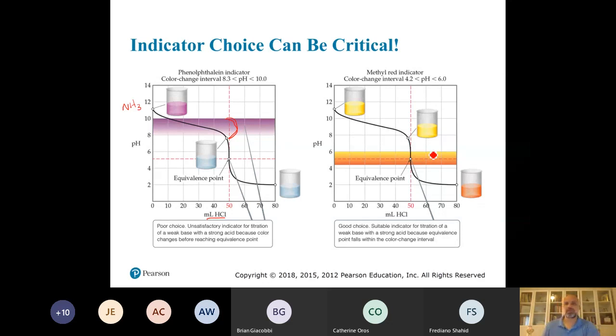All right. Hopefully indicators make sense to you. You want to be on the curve where the pH change is occurring rapidly at the equivalence point with our indicator.